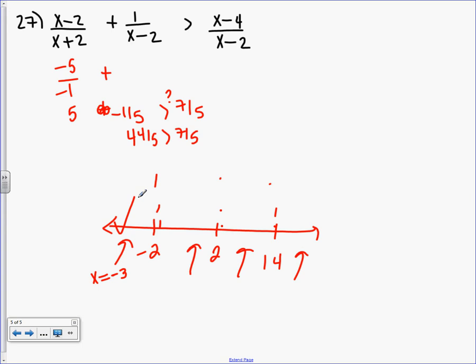Okay. And then we're going to check 0. That one's super easy and quick. That's going to be negative 2 over 2, right, which is negative 1. And that's 1 over negative 2. Well, that's negative 1/2. And then is that greater than, two negatives make a positive. Is a negative bigger than a positive? No.